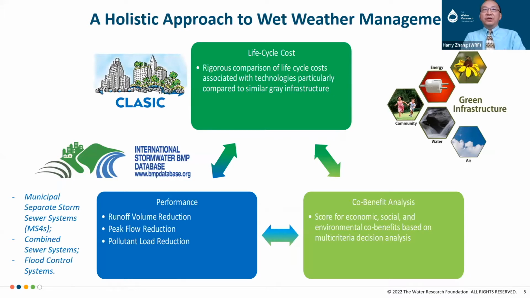We use a three-pillar approach. The first pillar is performance. For example, you want to design your infrastructure, both green and gray, to meet regulatory compliance goals, and this may include runoff volume reduction and pollutant load reduction. The second piece is cost. It's not just the capital cost but also the operation and maintenance cost, so in one term, the life cycle cost. And then you want to bring the benefits into the holistic picture, because the economic, social, and environmental co-benefits, especially from green infrastructure, are also important.